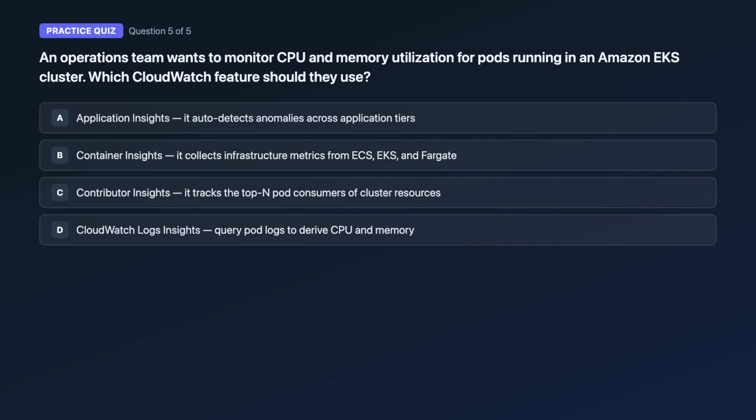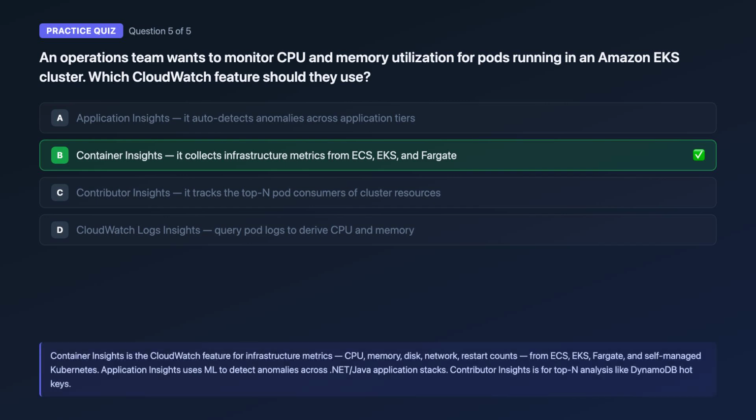Take your time. The answer is B. Container Insights is the CloudWatch feature for infrastructure metrics like CPU, memory, disk, network, and restart counts from ECS, EKS, and Fargate. Application Insights uses machine learning for application tier anomalies, and Contributor Insights is the top-N tool for things like DynamoDB hot keys. Different name, different job.